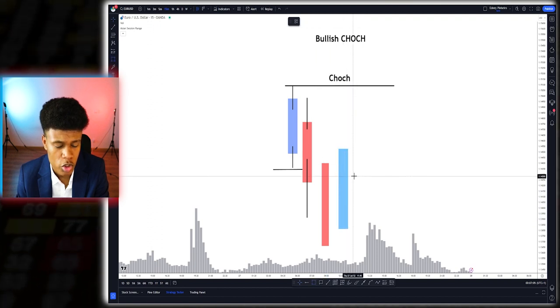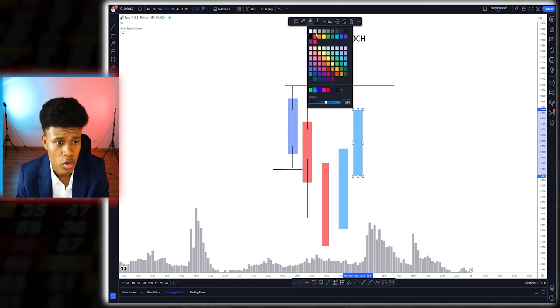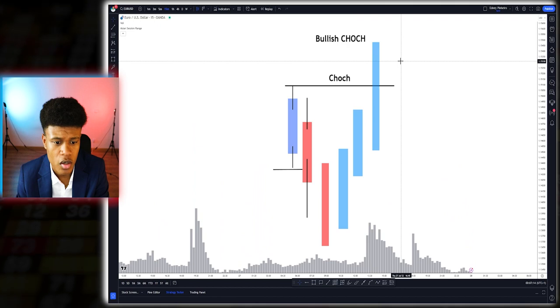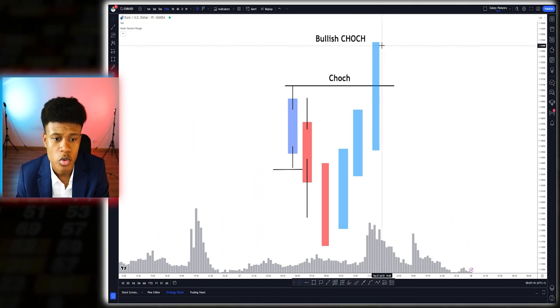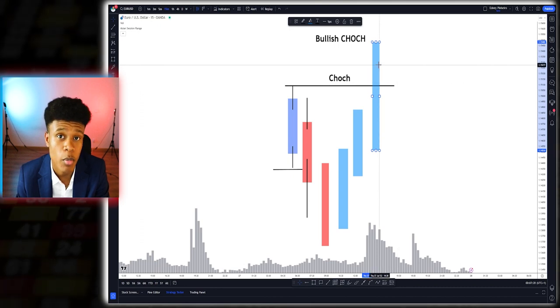And then let's say another bullish candle. And then another bullish candle. And now we have a chalk, right? So the candle that breaks the chalk, the max value right here, needs to close above.